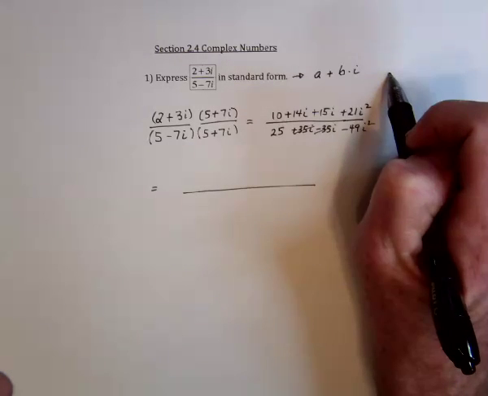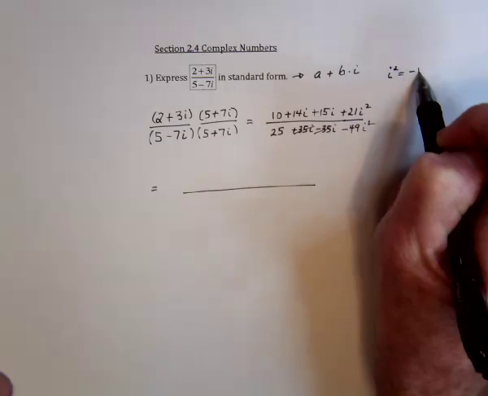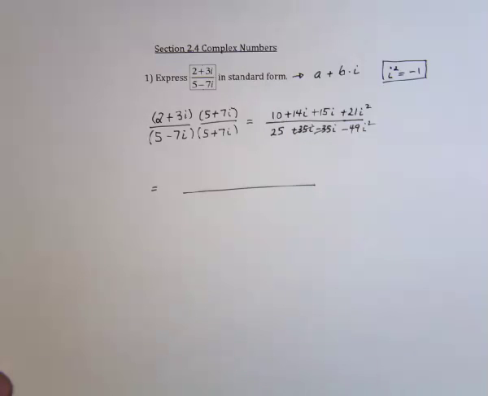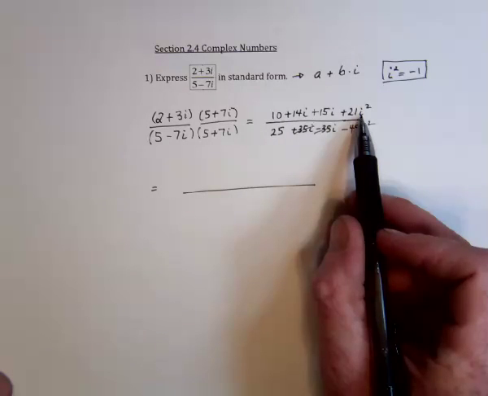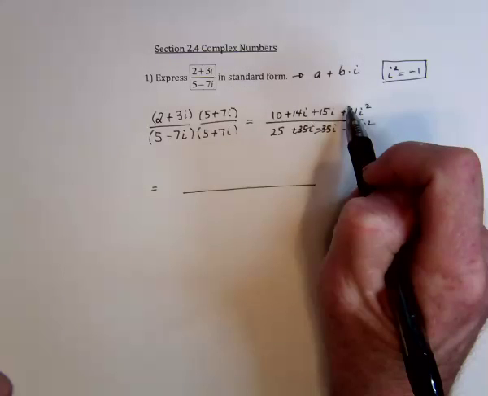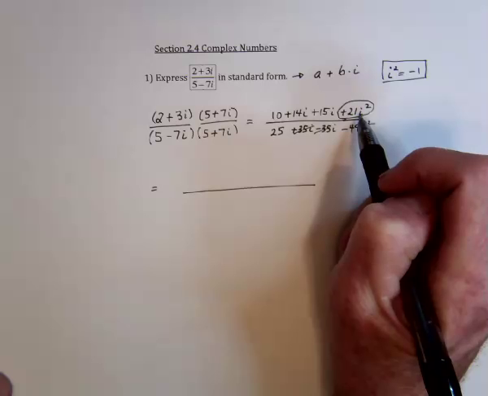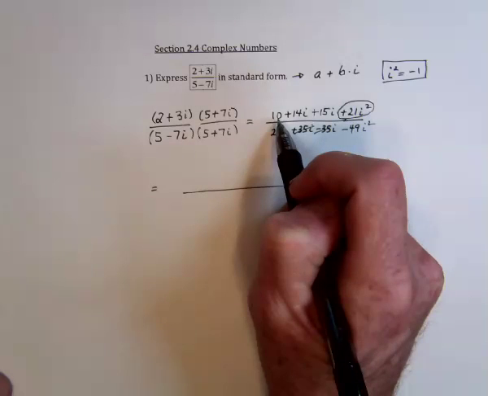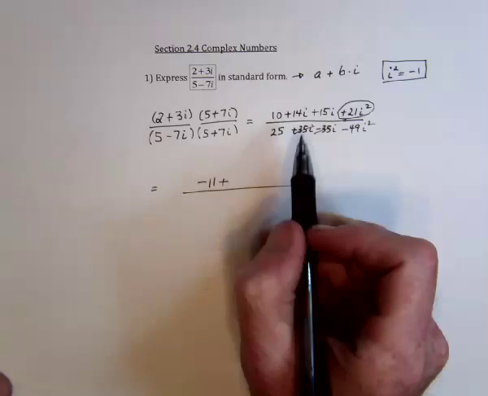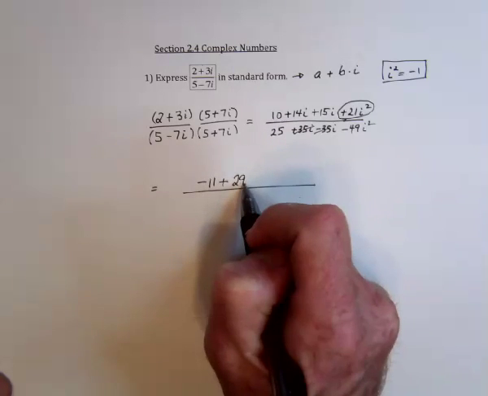Another fact that we need to use is that i squared is equal to a negative 1. So this can be simplified as a negative 1. So this really becomes a negative 21. So a negative 21 together with a positive 10 makes negative 11. And as far as the i terms are concerned, there's 29i.